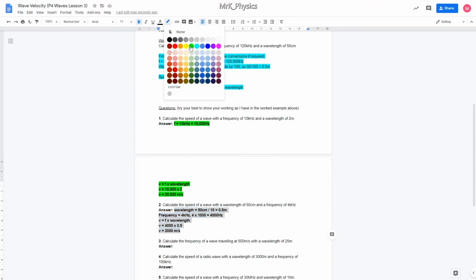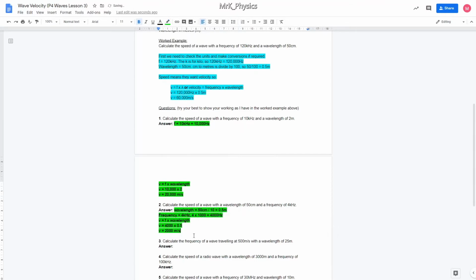And that's something just to watch out for. Try and do the conversions before trying to use your equation. Calculate the frequency of a wave travelling at 500 meters per second with a wavelength of 25 meters.